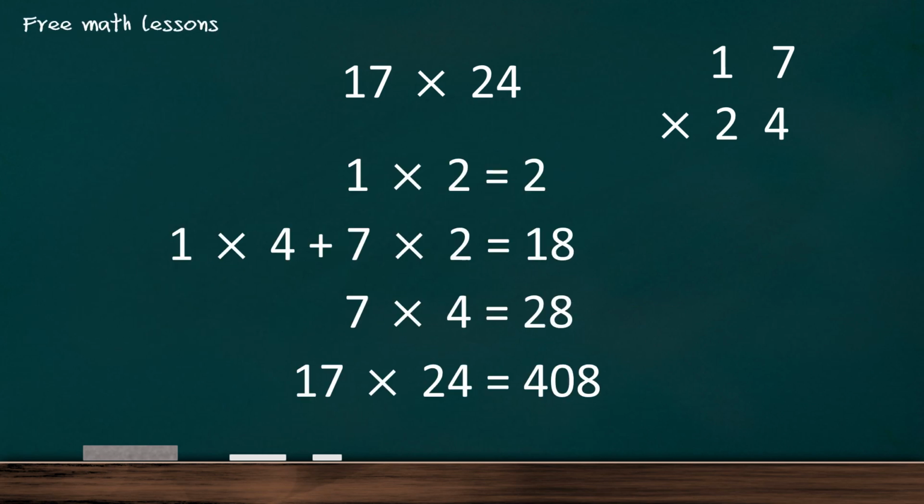Take 17 times 24. Here, small a1 is 1, small a2 is 7, small b1 is 2, small b2 is 4. According to the formula, small a1 times small b1 is 1 times 2, which is equal to 2. Small a1 times small b2 plus small a2 times small b1 is 1 times 4 plus 7 times 2, which equals 18. Small a2 times small b2 is 7 times 4 equals 28.